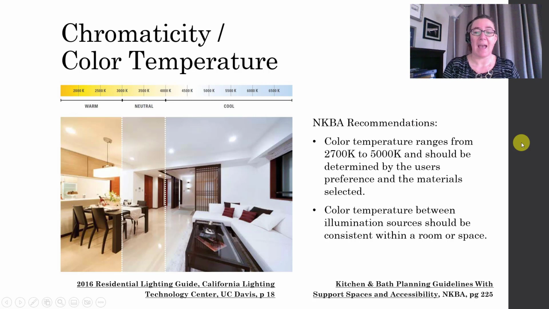So in the kitchen and bath planning guidelines, the NKBA recommends a color temperature somewhere between 2700, which is right about here, to 5000, which is right about here. So anywhere from warm through medium cool. And the specific color temperature you pick should be determined by your user's preference and the materials in your room. They do suggest that you should keep an eye on color temperature and make sure that it's consistent within a space. You don't want a warm light fixture over here and a cool one on the other side of the room.